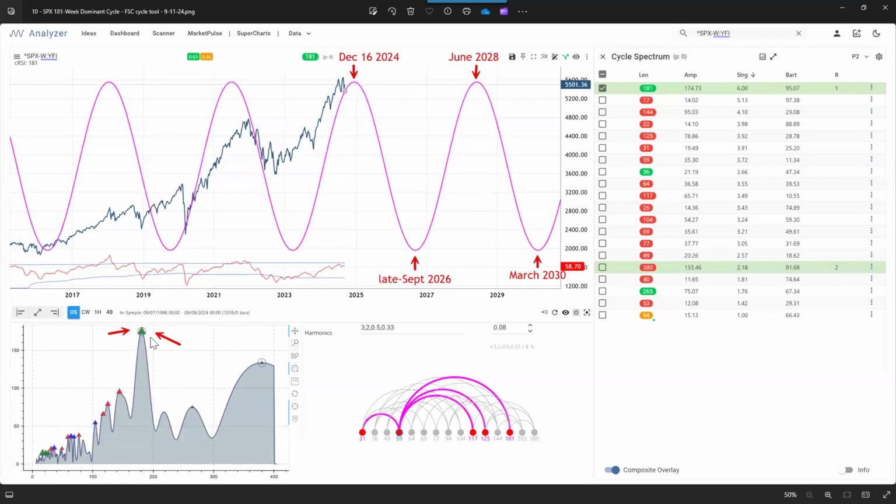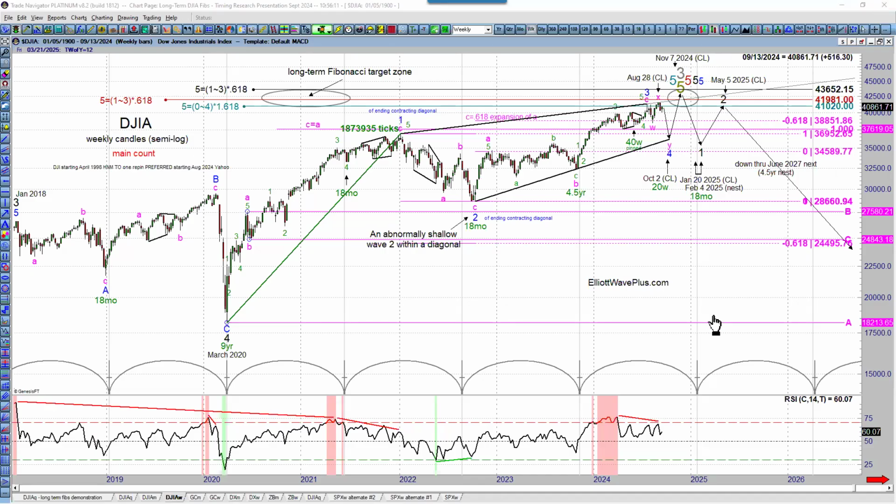And there's a graphic representation of that 181 week cycle. And you can see it is obvious that that is the dominant cycle in the marketplace. So there's more evidence that the next thing we're going to get is potentially a bear market, and possibly a multi-year bear market.